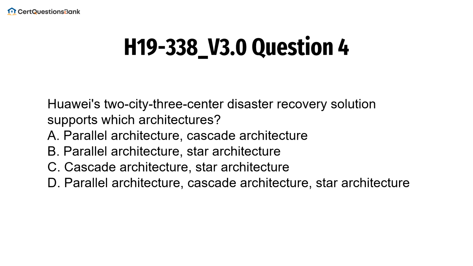Huawei's two-city three-center disaster recovery solution supports which architectures? A. Parallel architecture, cascade architecture. B. Parallel architecture, star architecture. C. Cascade architecture, star architecture. D. Parallel architecture, cascade architecture, star architecture.